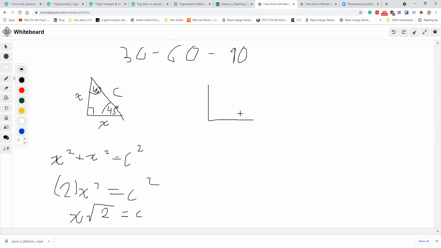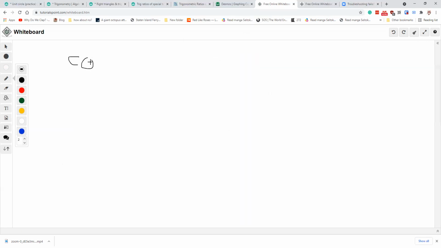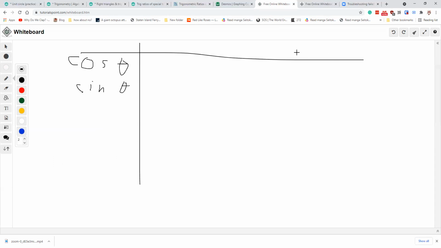So when you have a 45, 45, 90, what do you get? You get x root 2 as the hypotenuse. Oftentimes, the way this information is basically summarized is in a chart of cos theta and sine theta. And so let's make a little chart. So 30, 60, and 45.